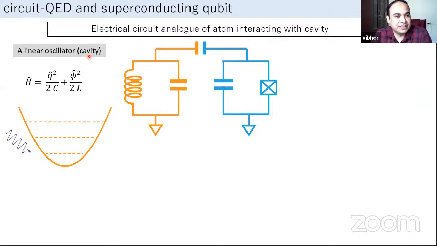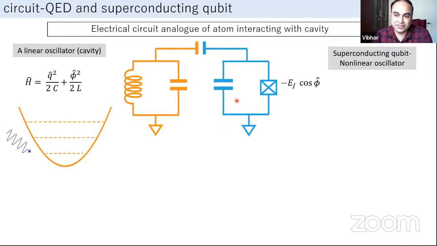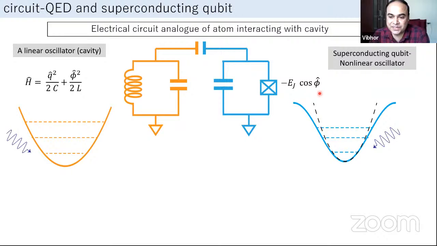Okay, so the eigenstates of a linear oscillator are equispaced. In order to form artificial atoms such as superconducting qubits, you make these oscillators nonlinear. So a superconducting qubit such as the transmon is nothing but a nonlinear oscillator. And the nonlinearity is brought in by replacing this linear inductor by what is called a Josephson junction. The free energy of the Josephson junction is given by this cosine function. It's E_J times cosine phi, okay, where phi is the superconducting phase difference.